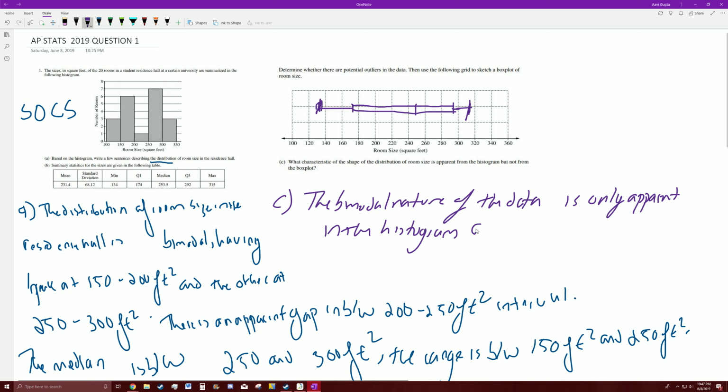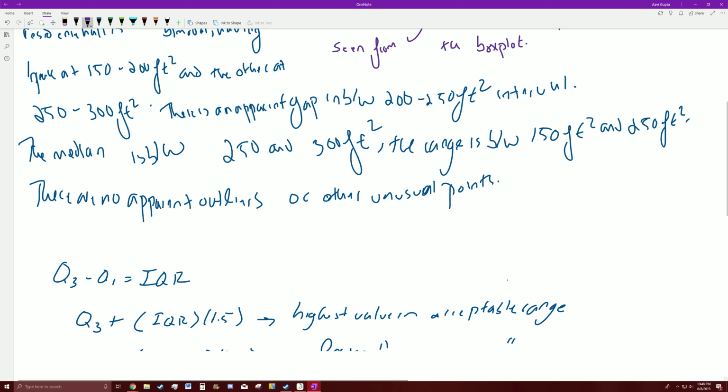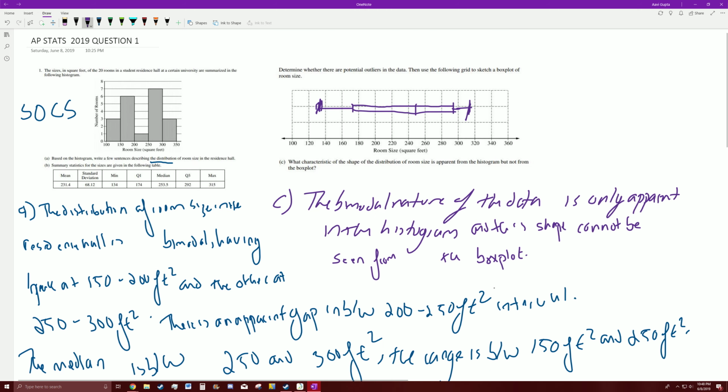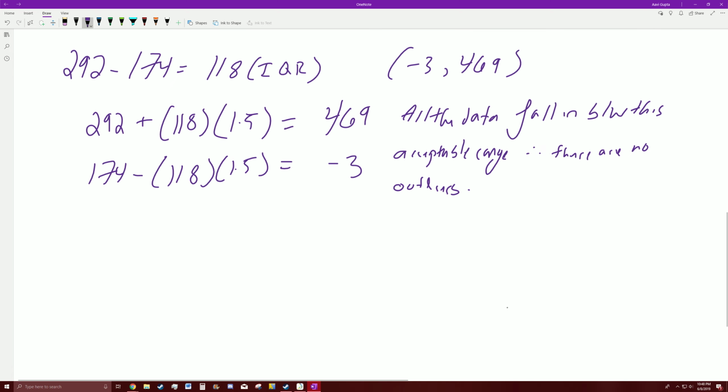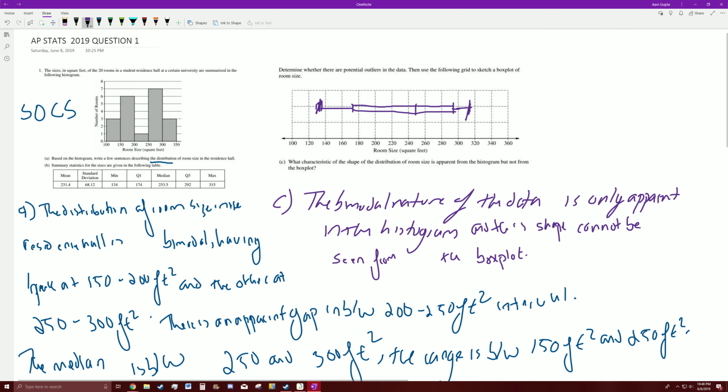And this shape cannot be seen from the box plot. Okay. And these are potential answers to the 2019 question 1 exam. Thanks.